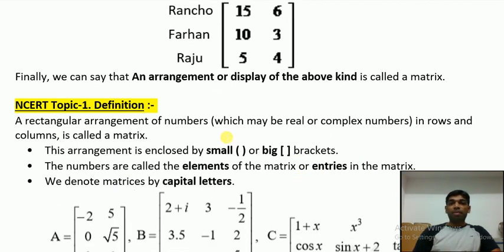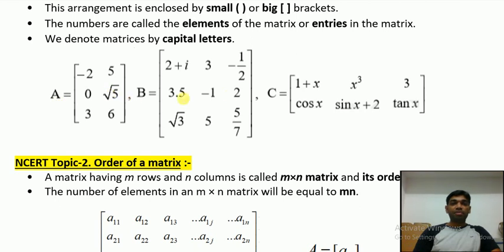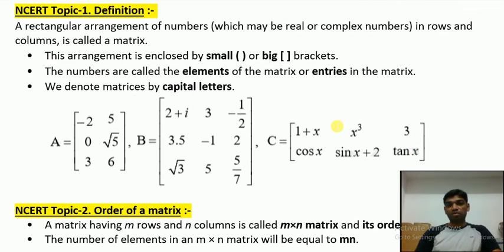We denote matrices by capital letters, like capital A, capital B, capital C. See, these are the examples I have covered, taken from the NCERT book only. A equal to C, this is -2, 5, 0, √5, 3, 6. Every real number can be used, real numbers as well as complex numbers. And some functional forms, such as trigonometric functions or any other real functions, can also be used to define situations and for mathematical purposes, especially in engineering.